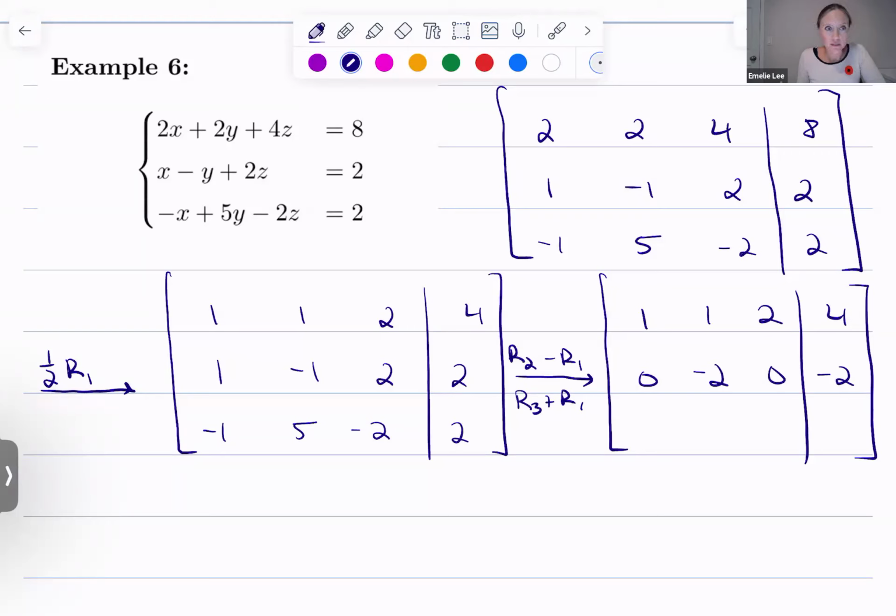Moving on to row 3. -1 plus 1 is 0. Good. 5 plus 1 is 6. And -2 plus 2 is 0. And 2 plus 4 is 6.